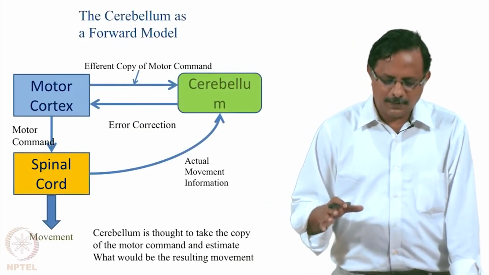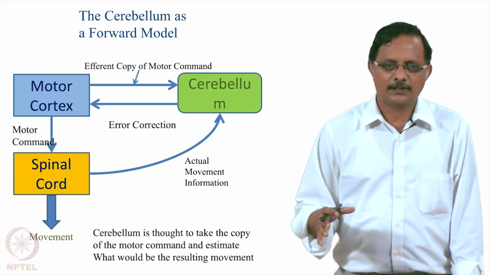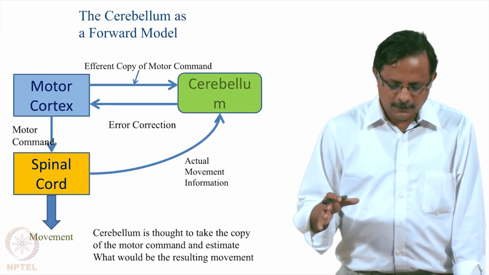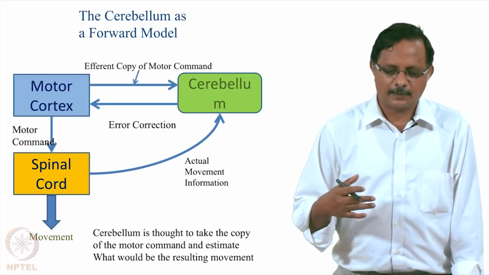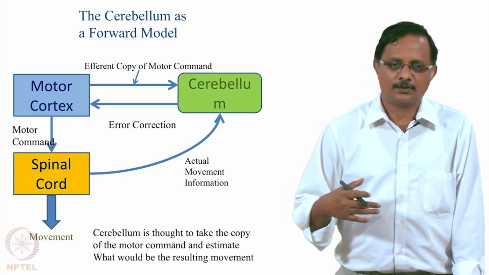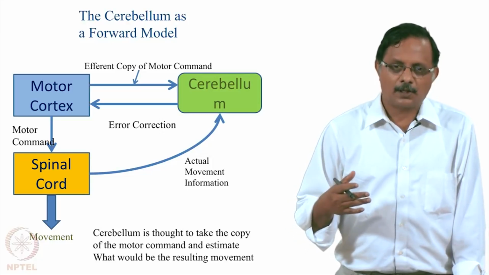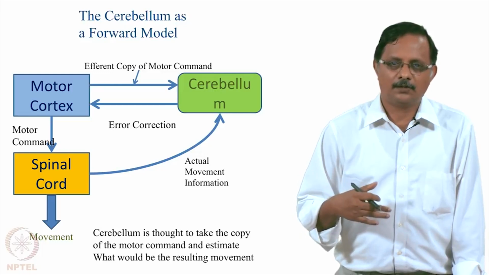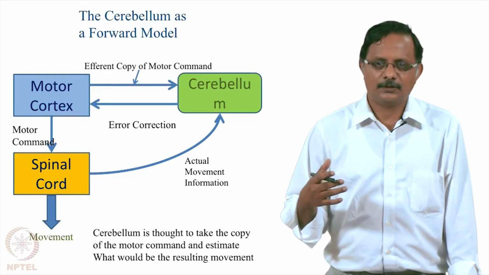So, this schematic shows one aspect of cerebellum function, but it does a lot more than what is shown in the schematic. For example, when you are moving, your motor cortex sends the motor command to the spinal cord, and the spinal cord then sends commands to the muscles which produce the movement. At the same time, motor cortex also sends a copy of the motor command to the cerebellum. It is called the efferent copy of the motor command. Then cerebellum takes this command and is thought to implement what is called an internal model or a forward model.